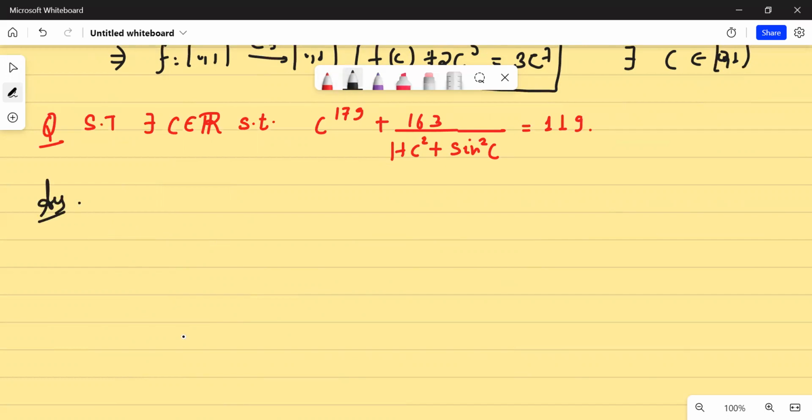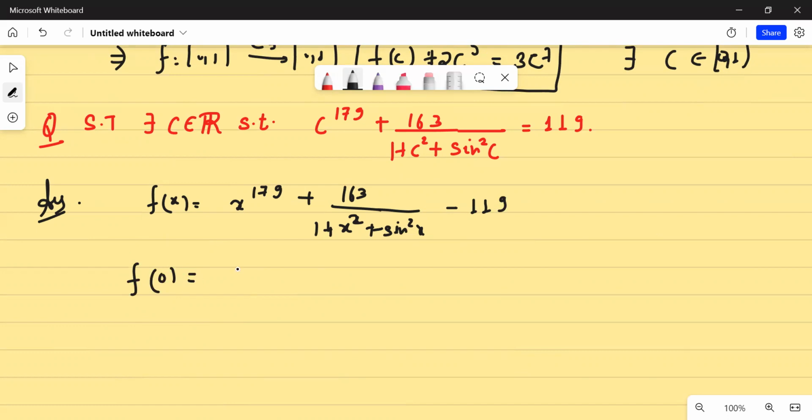Okay, I'll do it for you. So first, let us consider the function f of x as simply x to the power 179 plus 163 upon 1 plus x square plus sin square x minus 119. Now, if you try to find what would be f0, f0 would be simply 163 minus 119, it would be, I think, 44. That is positive. Fine.